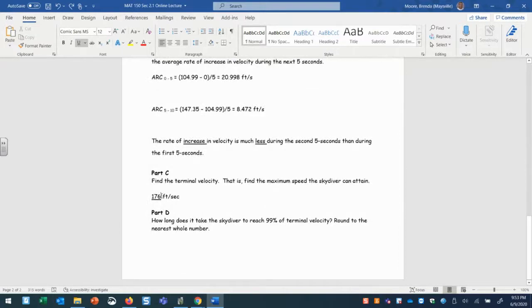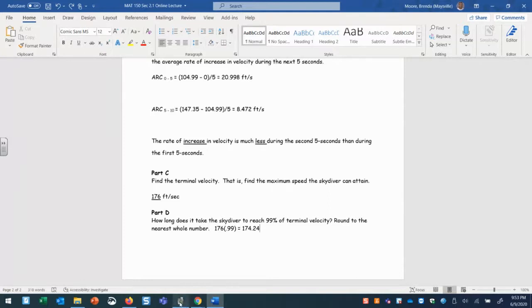Feet per second. How long does it take the skydiver to reach 99% of terminal velocity? Let's see. 99% of, in mathematics, of means to multiply. Change this percent to a decimal, so 0.99 of the terminal velocity, which is 176. So we want to find out how long it would take for the skydiver to reach 174.24 feet per second.